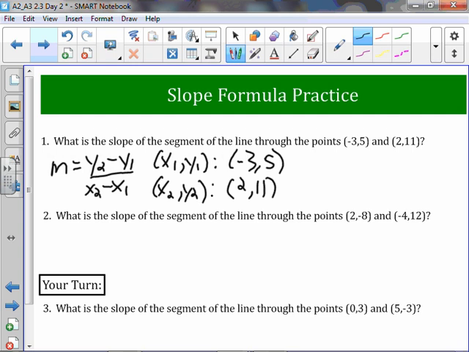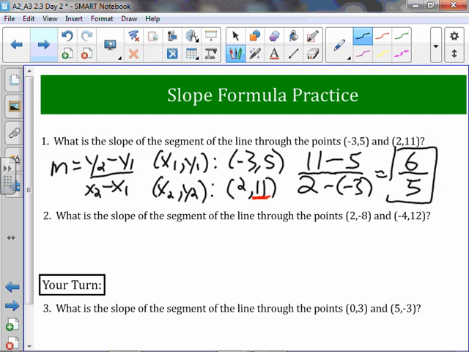Therefore, if I'm doing y2 minus y1, y2 being 11, I'm doing that first, so that is 11 minus y1, which is 5, and x2, the x-coordinate of x2, y2, is 2. My calculation then is 2 minus a -3, -3 being x1, the x-coordinate of x1, y1. So 11 minus 5 is 6, and 2 minus a -3 is +5. My slope is 6/5. Okay, we'll do one more, then I want to show one more thing before I ask you to do one, problem number 3.